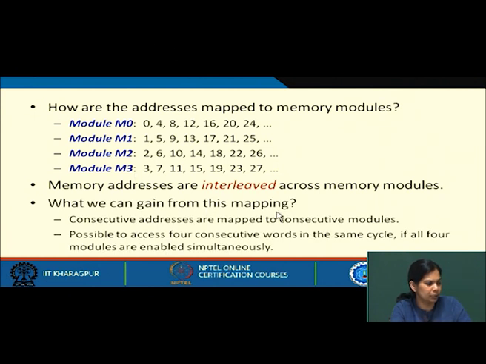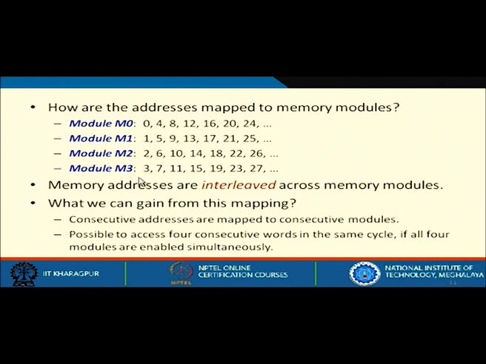So, what can we gain from this mapping? As I said, if the consecutive addresses are mapped to consecutive modules, then possibly we can access the 4 consecutive words in the same cycle, if all 4 modules are enabled simultaneously. Let us say all 4 modules are enabled simultaneously. So, from this address you can access the word, from the next address, from the next address, from the next address. All 4 words in these 4 different modules can be accessed together.